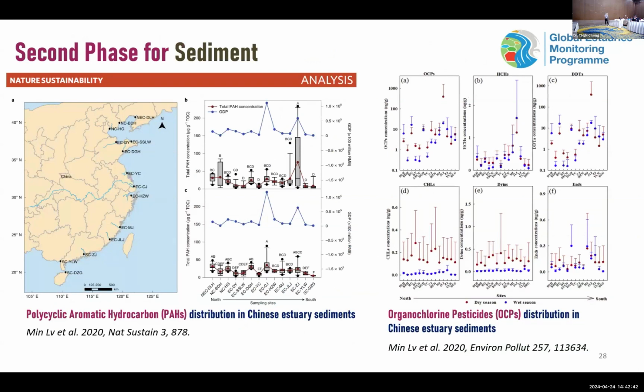We may also consider collecting sediment samples in our second phase. Here I show an example contributed by Professor Liu Dongyan from East China Normal University. They collected sediments from around the estuarial areas of China, and before, they analyzed the PAH and also OCP distributions in Chinese sediments. It's a very good idea, and we think we may expand this to the whole global areas. It will be good.